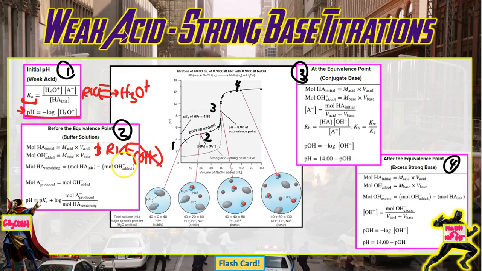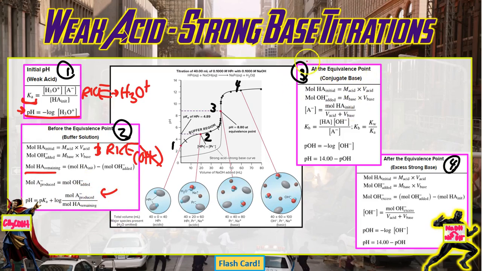So if OH minus is used up, it's going to allow you to then figure out how much of your acid you have left over and how much of your weak base you also have that was produced. Once you have your new initial amounts from this RICE table, you then can use them in the Henderson-Hasselbalch equation and get your pH.